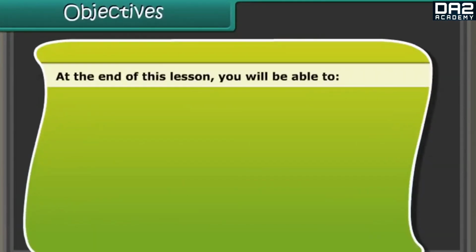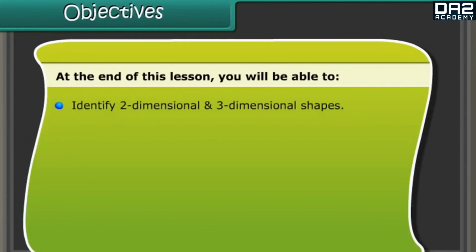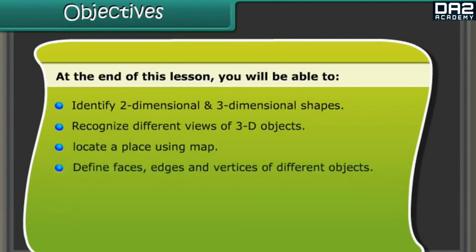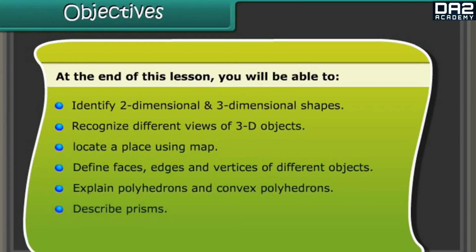Objectives. At the end of this lesson, you'll be able to identify two-dimensional and three-dimensional shapes, recognize different views of 3D objects, locate a place using a map, define faces, edges, and vertices of different objects, explain polyhedron and convex polyhedrons, describe prisms, discuss pyramids, apply Euler's formula.